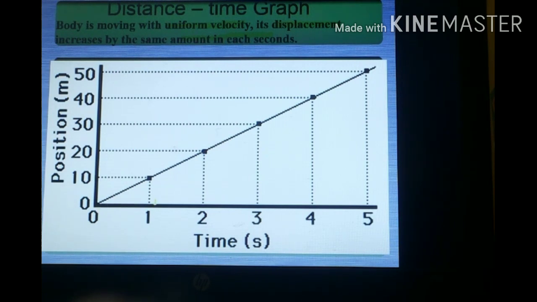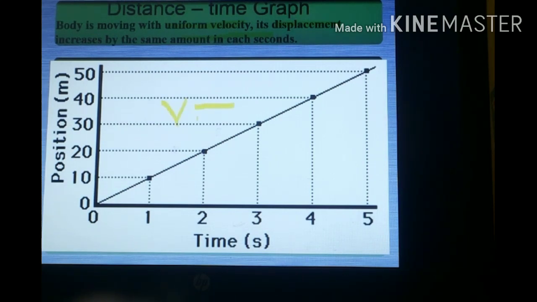From 0 to 1 second it travels 10 meters, and then from 1 second again 10 meters, again 1 second, 10 meters. This type of motion is called uniform velocity. Over here we can find out what is called velocity.